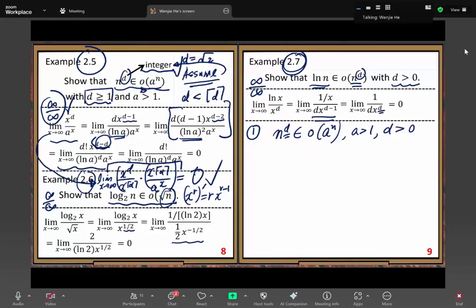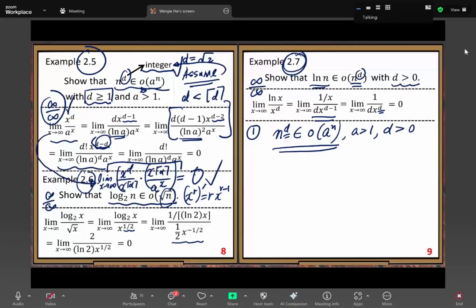That means if D is some constant, no matter how large it is, it's always true, right? Because we rigorously proved this result. Now we're 100% sure it is correct.